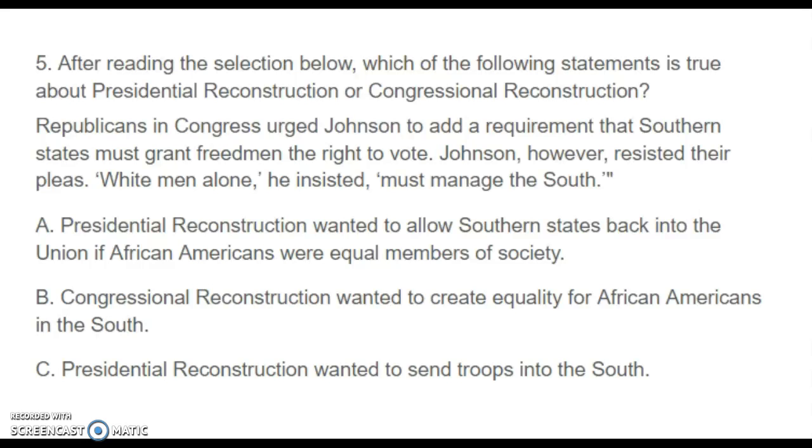Is it A, presidential Reconstruction wanted to allow southern states back into the Union if African Americans were equal members of society? B, congressional Reconstruction wanted to create equality for African Americans in the South? Or C, presidential Reconstruction wanted to send troops into the South?